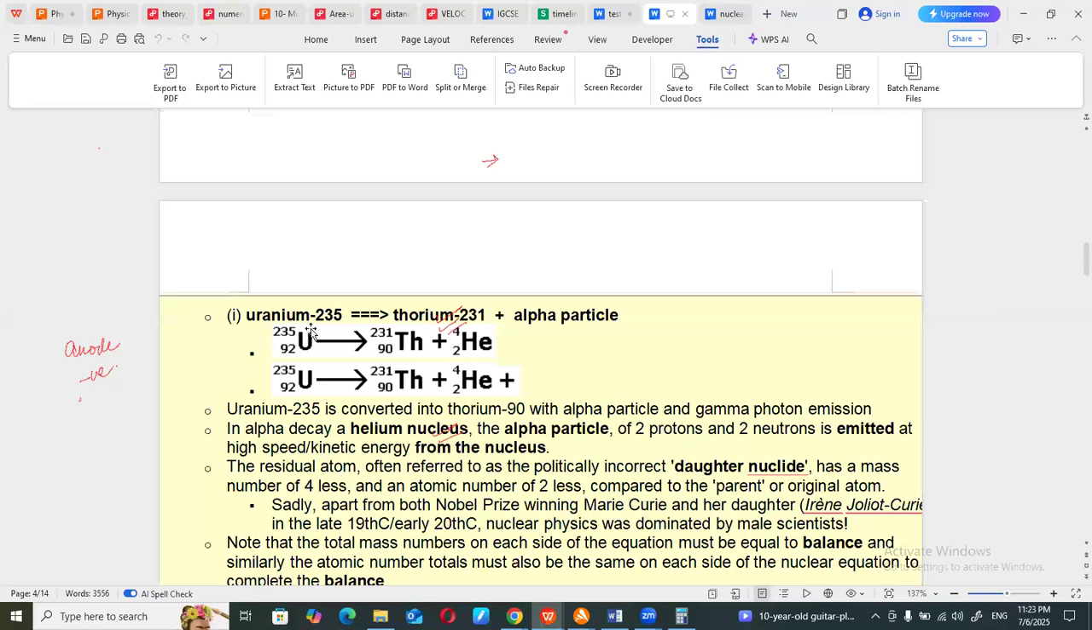Now, if uranium 92 emits alpha particles, you can see that the proton number is reduced by 2, while the nucleon number is reduced by 4, and you have a helium nucleus, or you can say alpha particles are being emitted. So remember that your proton number will be reduced by 2, and your nucleon number will be reduced by 4. So uranium converts into thorium along with the alpha particles.